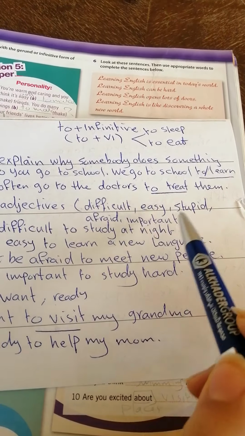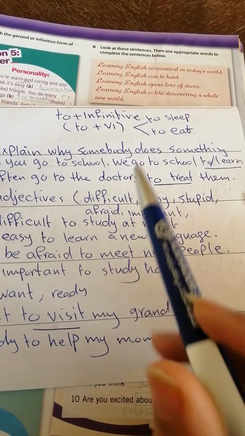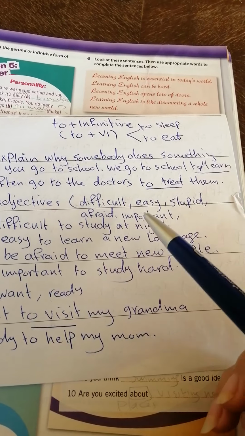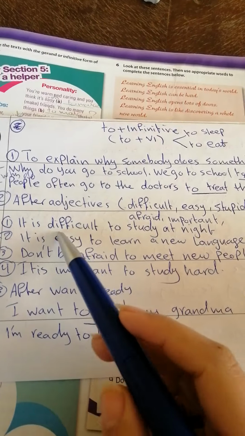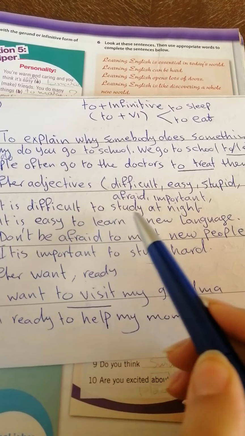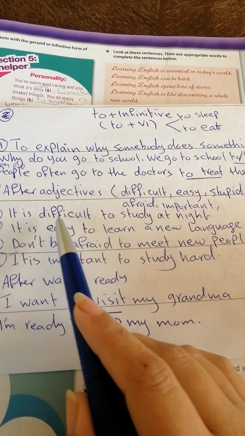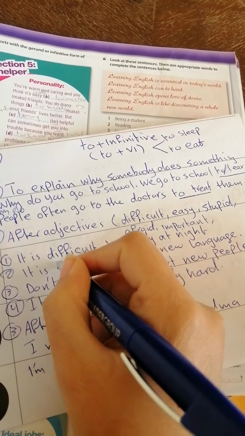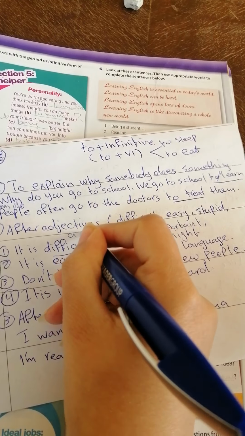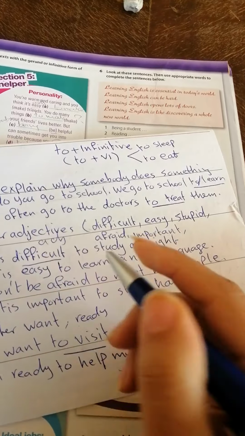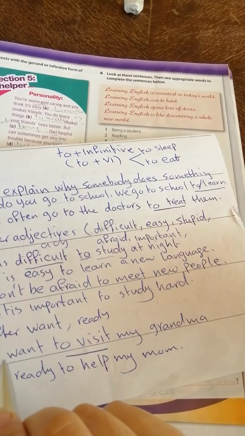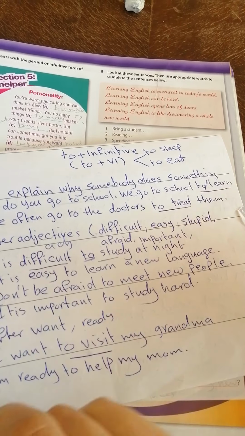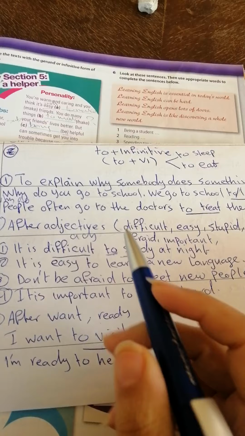If you see these adjectives, you do what? You add to plus infinitive. Okay, for example, it is difficult to study at night. It is difficult, as you can see here. Difficult is what? It's an adjective. What do we have after the adjective? To plus infinitive, to study.